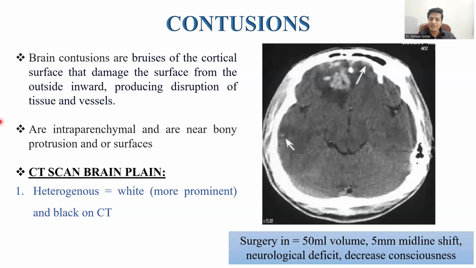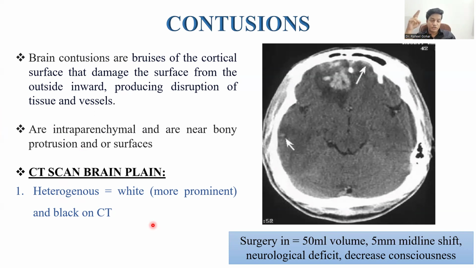Now, how will they appear on the CT scan and how can we identify the contusions? First of all, it will be heterogeneous. Up till now, we have discussed the epidural hematoma and the subdural hematoma. They were appearing hyperdense, white as compared to the brain parenchyma, and they were outside the brain parenchyma, in the dural layers. But the contusion is, first of all, inside the parenchyma.